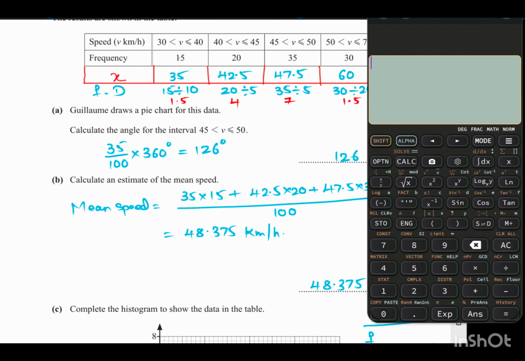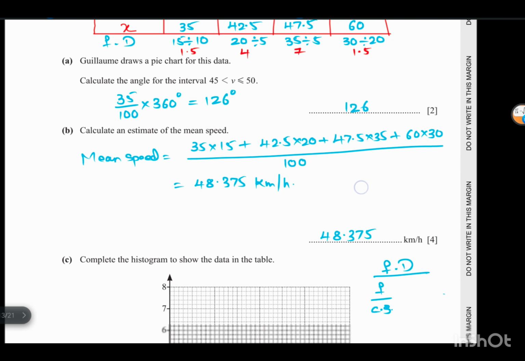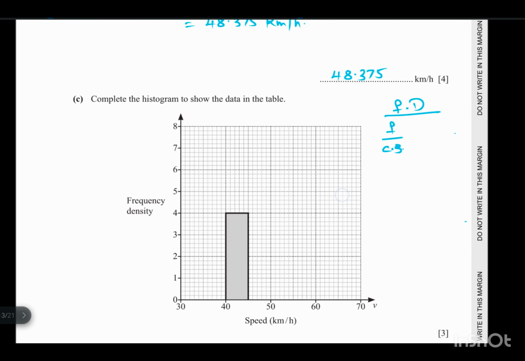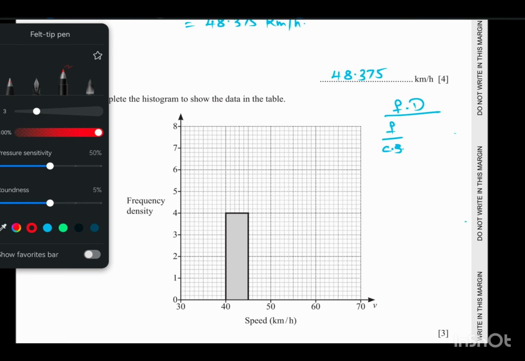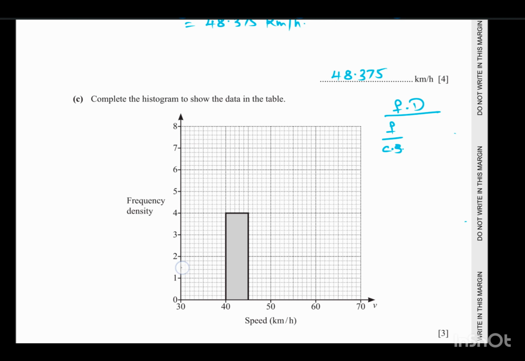You can check in the calculator: 30 divided by 20 is 1.5. So 1.5, 4, 7, 1.5. So let us take that. 1.5 for the first class, that is 30 to 40. 30 to 40 is 1.5. So 1.5 will be between 1 and 2, exactly in the middle. So this is 30 to 40.